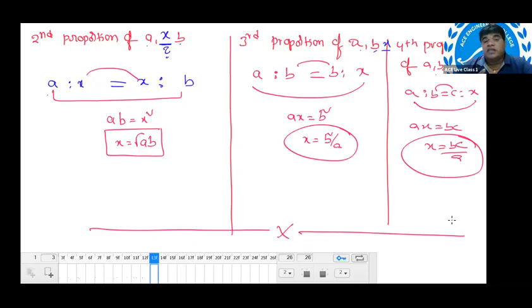Proportions depend upon the number of variables in a given equation. So the second proportion of AB is root AB, the third proportion of AB is B squared by A, and the fourth proportion is BC by A. Keep this in your mind.